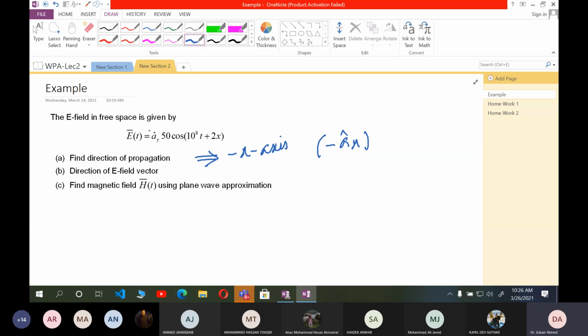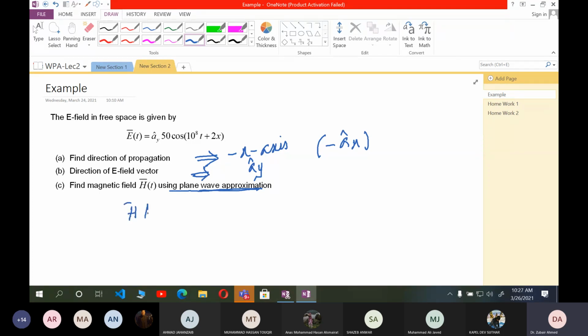What is the direction of the electric field vector in this? Along the y-axis, or we say that it is in the ay unit vector. Let's say I ask you to find the magnetic field H of t using the plane wave approximation. Up till now, in the previous chapter, if I asked you to find the magnetic field, then we knew that we can use the Maxwell equation. Now, after studying this chapter, we know that under the plane wave approximation, we can simply find the magnetic field.